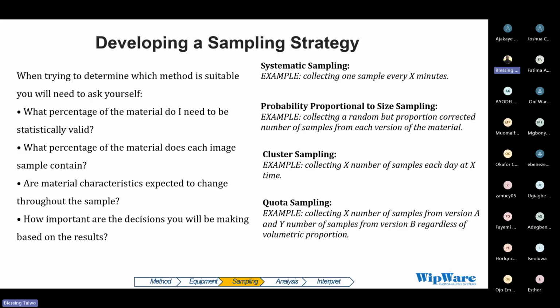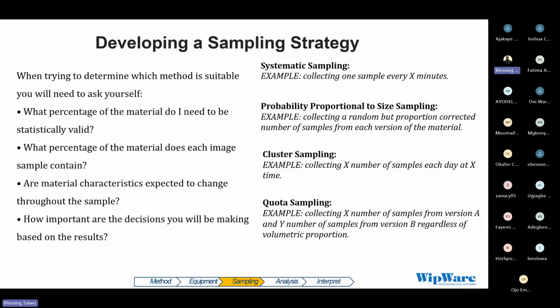Then another thing is, what percentage of the material does each image sample contain? If you want to ask me the question, how many images should I take from a blast, I will ask you, how many images do you think you can take to cover the whole of the blast face? If it is 3, if it is 4, then you go with that. Then you want to ask, how will I combine all those images together to represent a single blast?